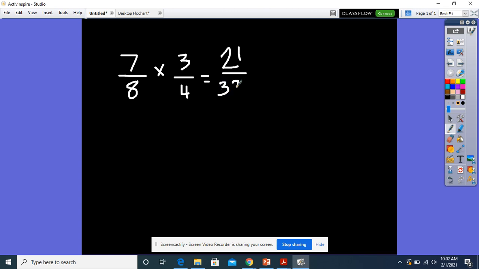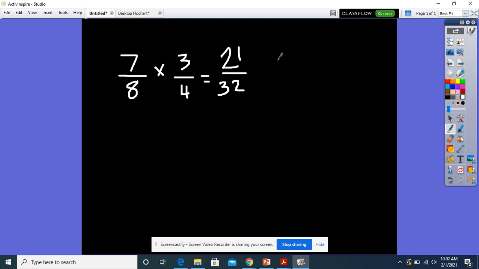Let's do another one with fractions. 7/8 times 3/4. So with multiplying fractions, all you need to do is multiply straight across. Multiply your numerators and then multiply your denominators and simplify. 7 times 3 is 21. 8 times 4 is 32. So I have 21 over 32.